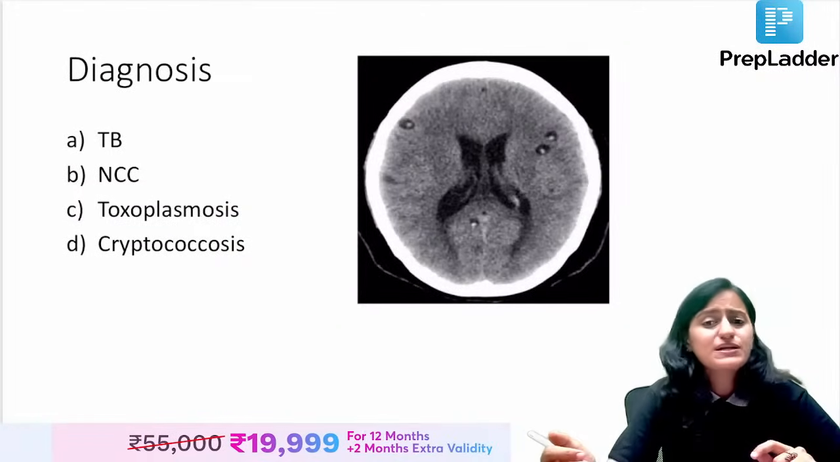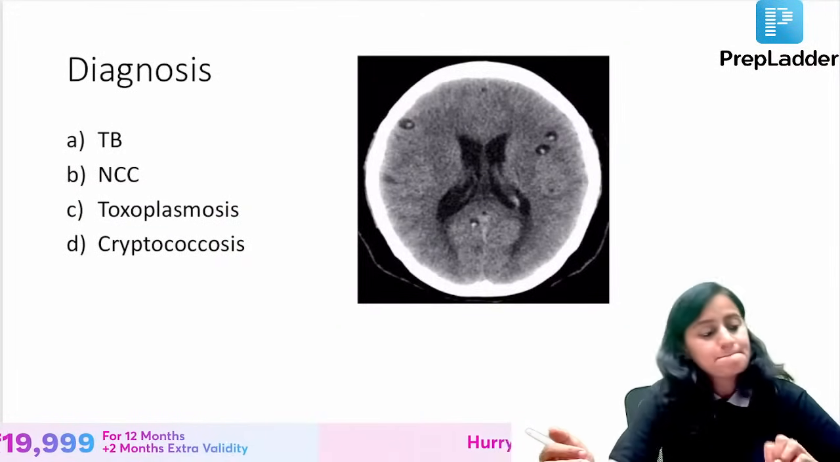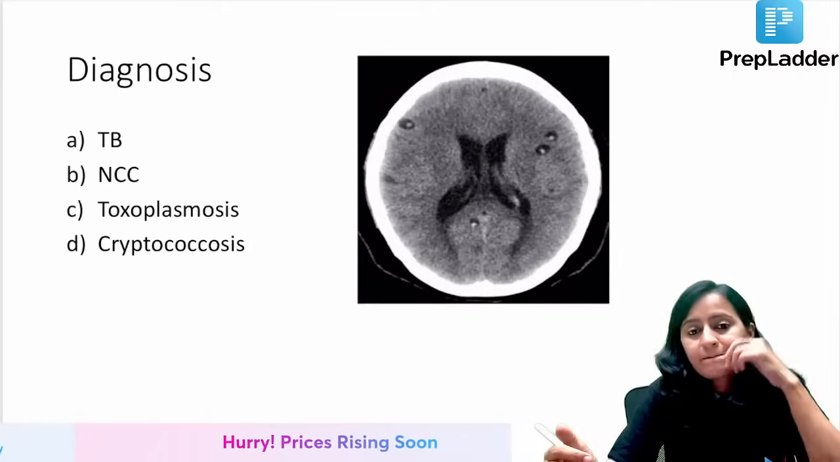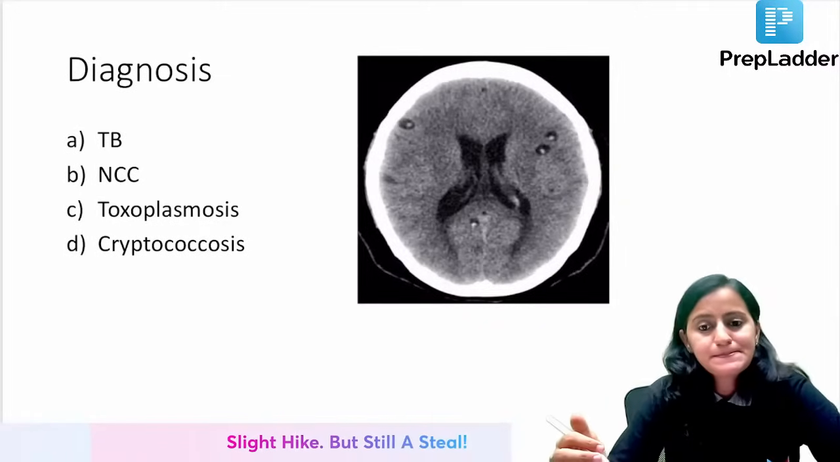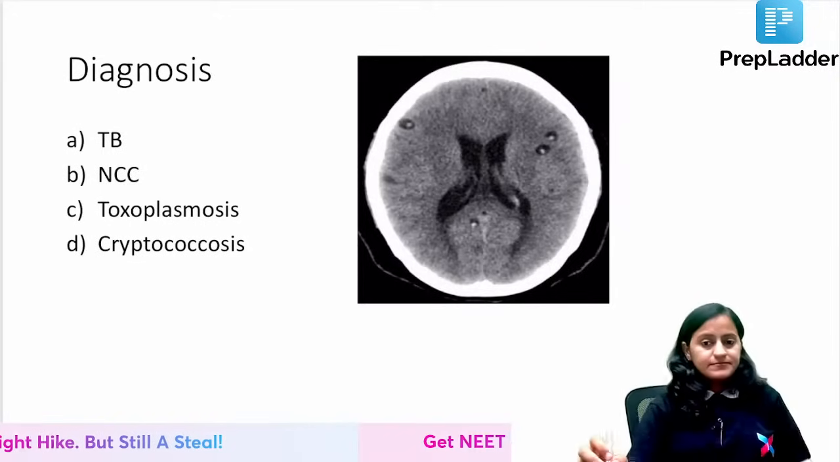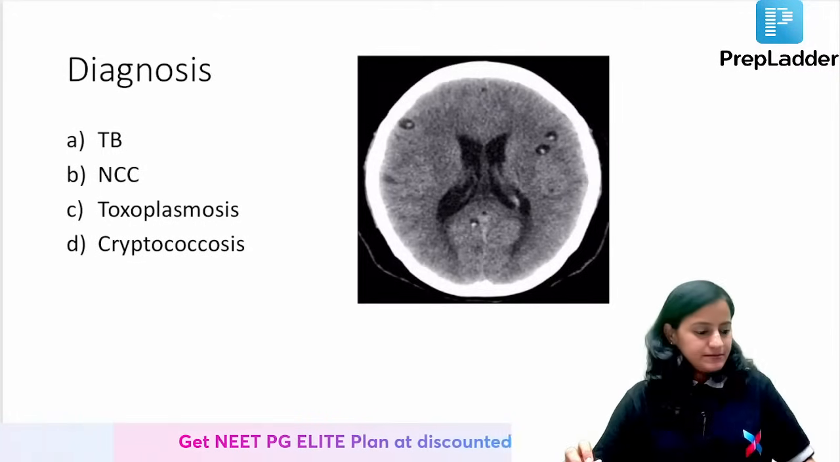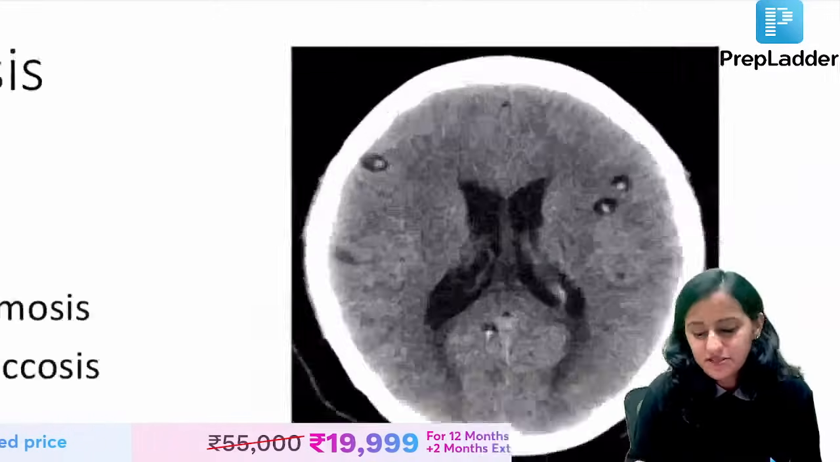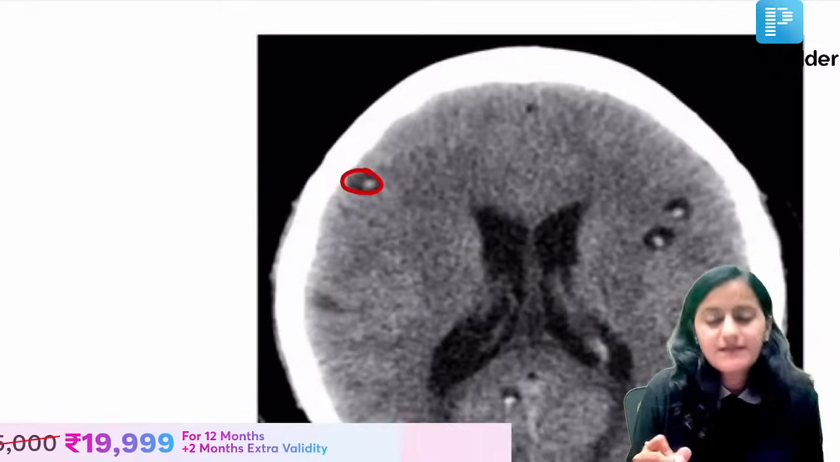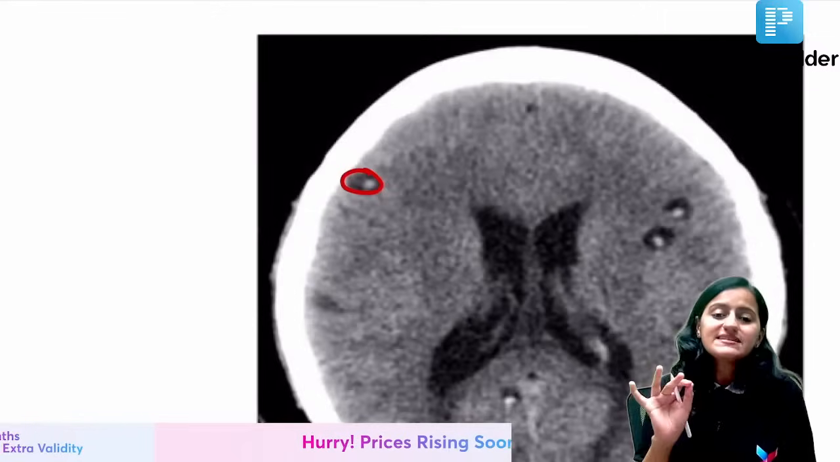Next one, what do you think is the diagnosis here? Correct. This is neurocysticercosis. You are seeing a cyst, right? A neurocyst, a cyst in the brain, right?